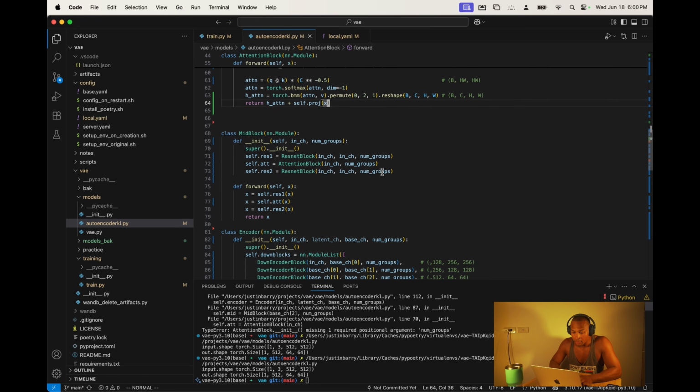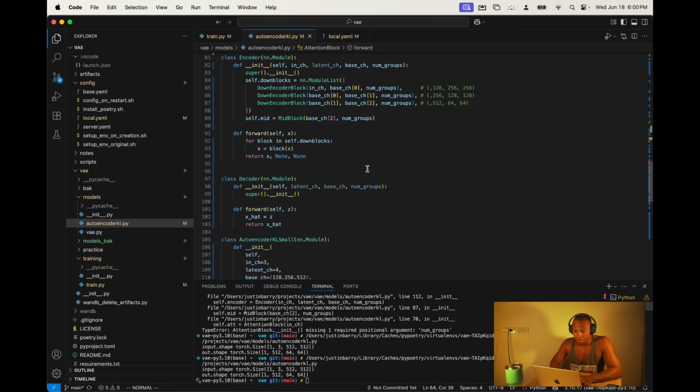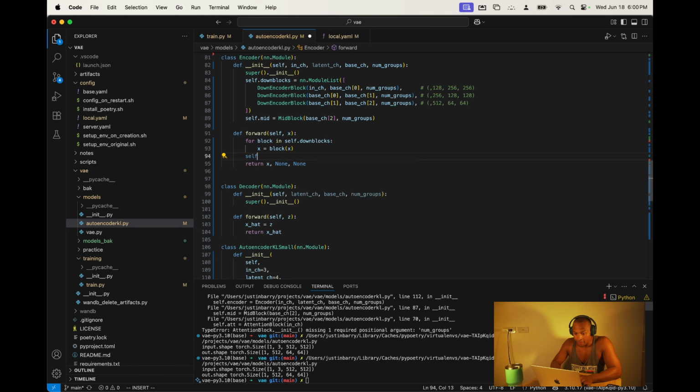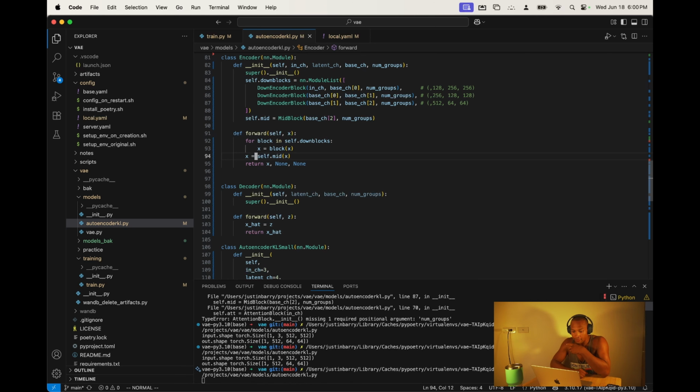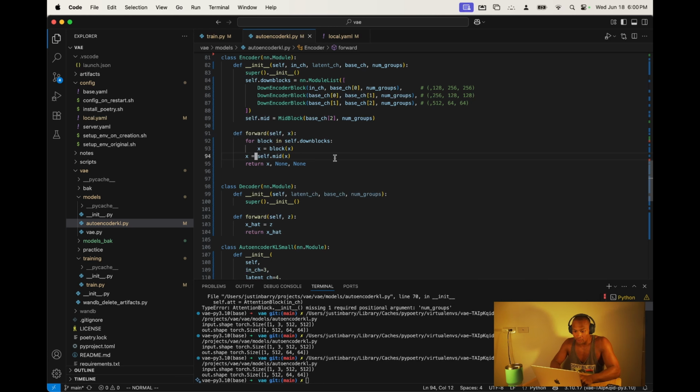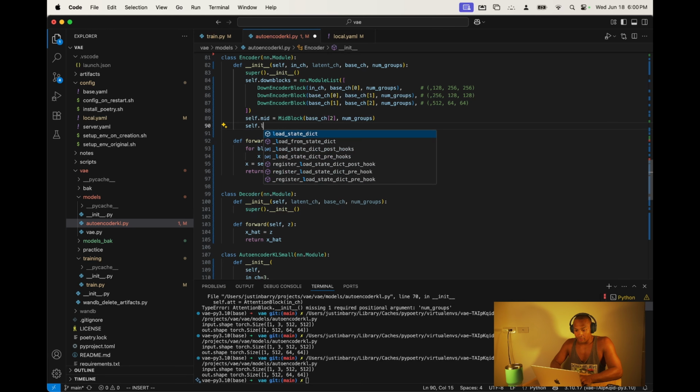Okay, so we have our mid block. Actually, wait, I need to do self.mid. X is self.mid of X. So now let's see if this works. Looks like it still works. The dimensions look okay. So now we need the latent bottleneck.